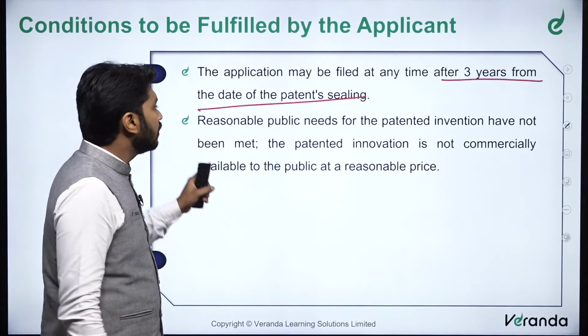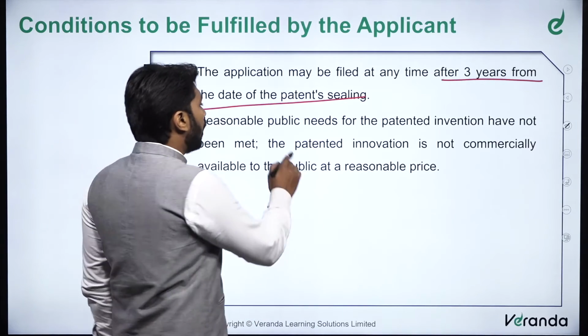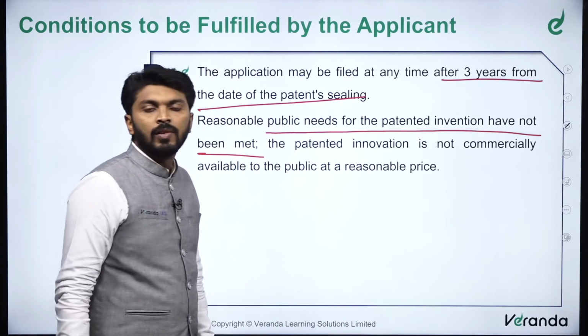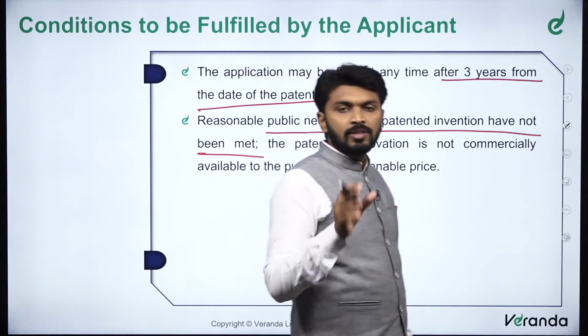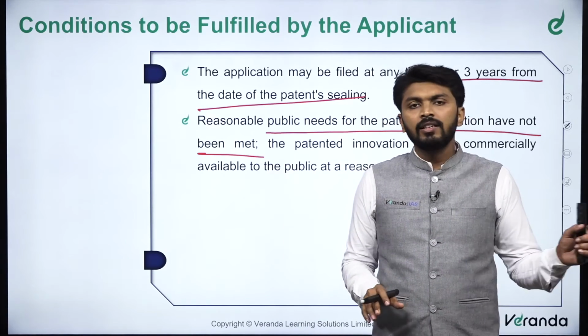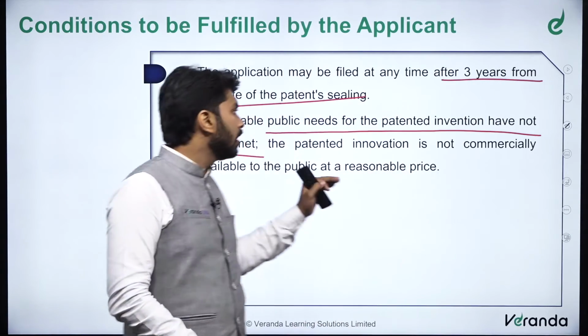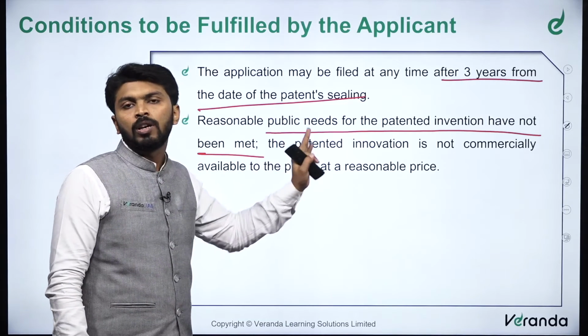And the next ground is that reasonable public needs for the patented invention have not been met. There is a drug, there is a product, and there is a need, but due to the cost mismatch, such public needs have not been met so far. This is one such ground.